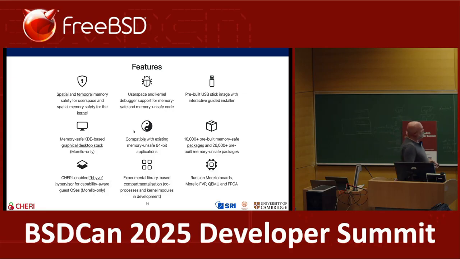So with CHERI-BSD, we have lots of good features. We have spatial and temporal memory safety for user space processes, spatial safety for the kernel. We have all the usual debugging bits that developers expect. We build friendly installers for Morello. We have a full KDE graphics stack, which when the HDMI stuff isn't being finicky, works great. And then we also have compatibility with 64-bit legacy applications. ARM's chief architect gets cranky when we say legacy, the legacy ISA, but it's true.